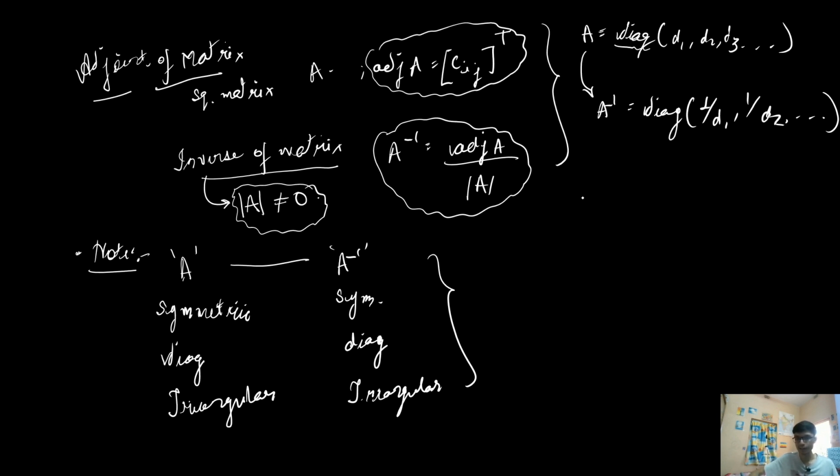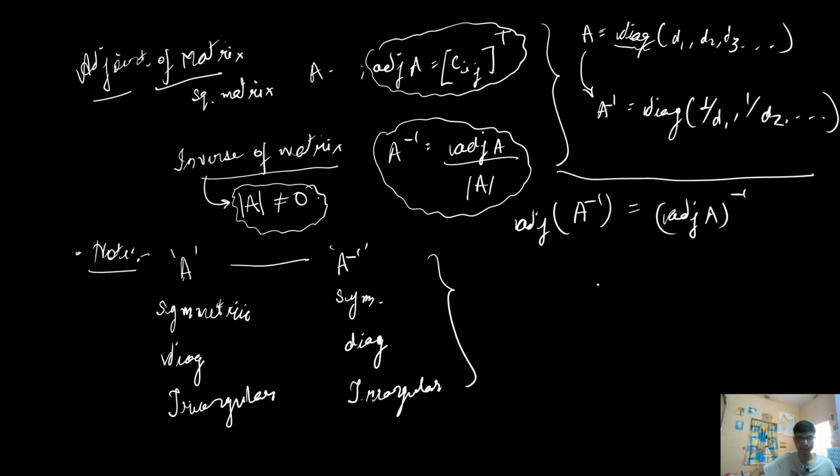Okay. Now, I talked about an important property in the last class, that is adjoint of A inverse is equal to (adjoint of A) का whole का inverse. Okay. Now this particular property also comes very handy if you know the proof of the result. So if you are able to prove this particular result, okay, now how to prove this particular result?